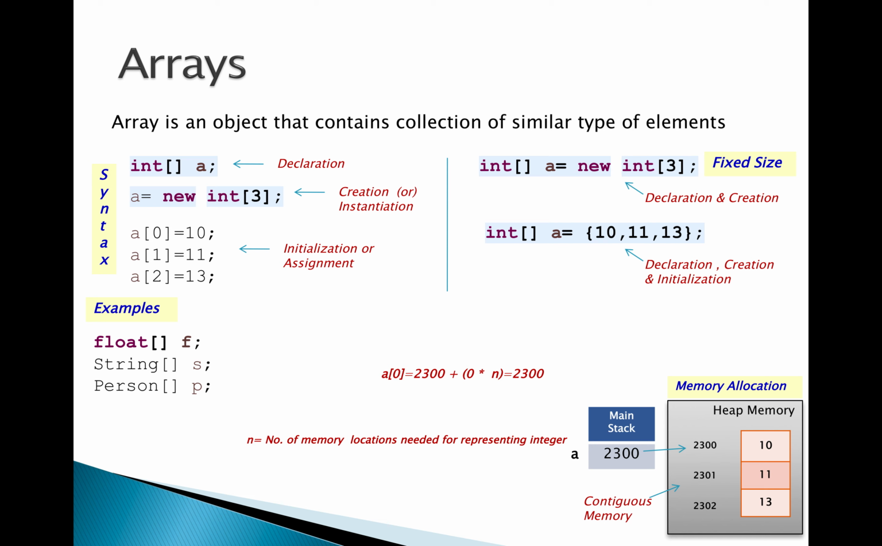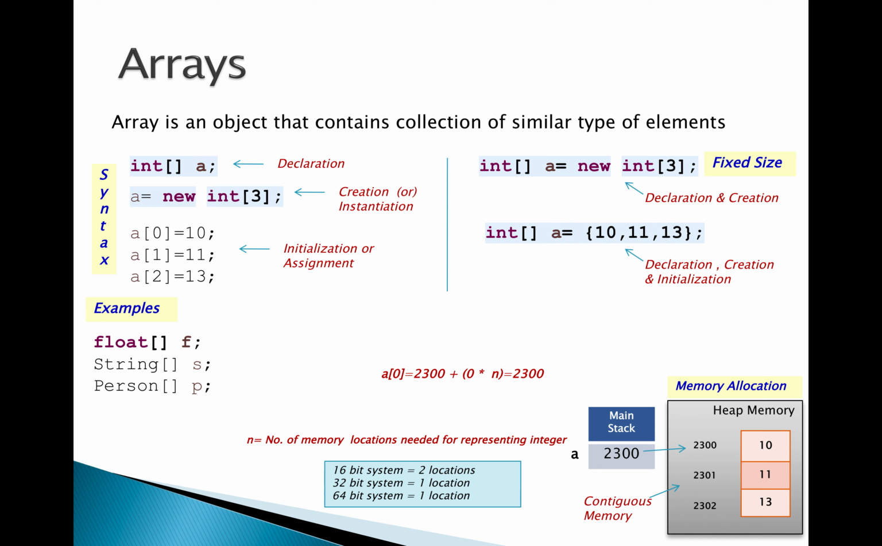If you have a 32-bit machine or a 64-bit machine, you just need one memory location to represent an integer. But with a 16-bit system, which nowadays is rare, you may have needed two memory locations to represent one integer. In that case, the first location will be 2300, the second will be 2302, the third will be 2304, like that. So the memory locations will be different there. This not only applies to integers. Take a double: if you want to store a double in a 32-bit system, a double needs 64 bits, so it will take two memory locations.